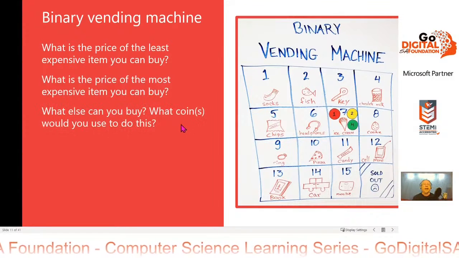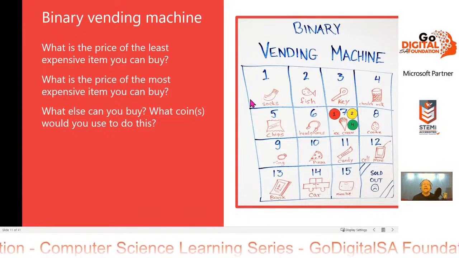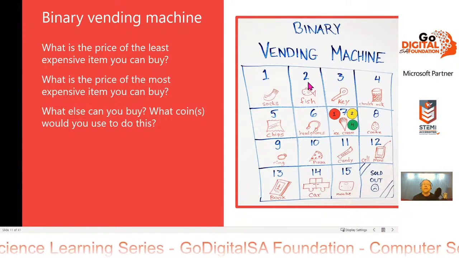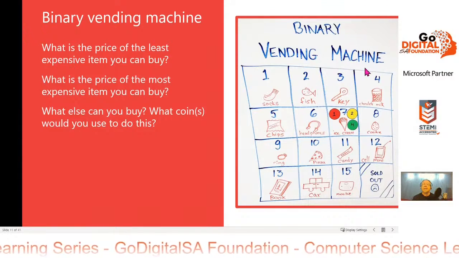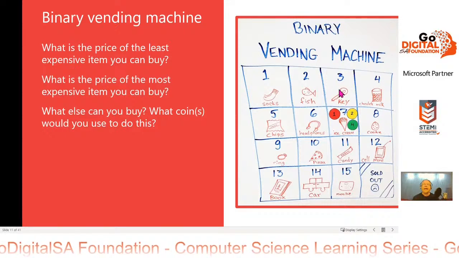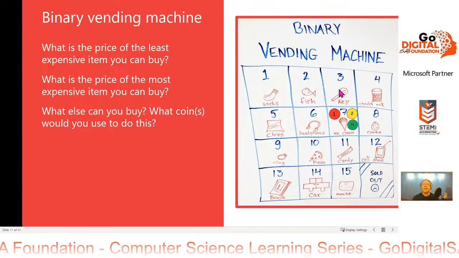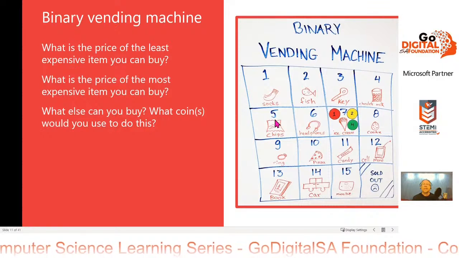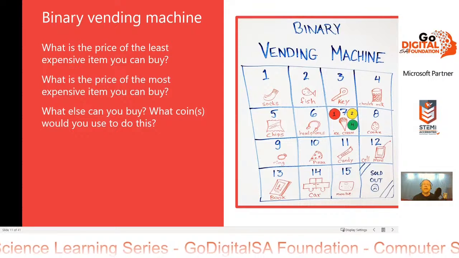What else can you buy? What coins would you use to do this? So you'd use your 1 coin for this, you'd use your 2 coin for that, you'd use your 4 coin for this. How do you get this? You use your 1 and your 2 coin. So 1 and 2 together is 3. To get this costs 5, so you use your 4 coin and your 1 coin.